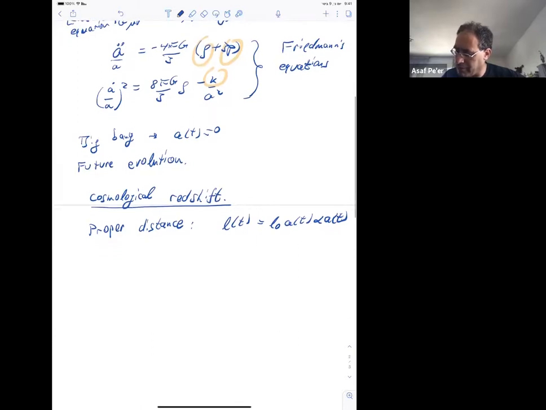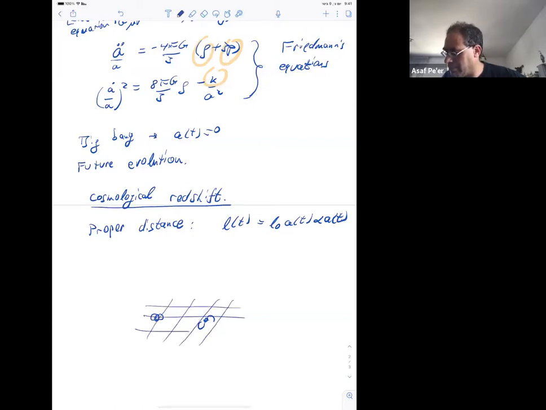And the way to think of it: there are two observers. They're not moving. Well, let's be a little bit more realistic. There are two galaxies. And they're not moving anywhere, but the grid is moving, is expanding.